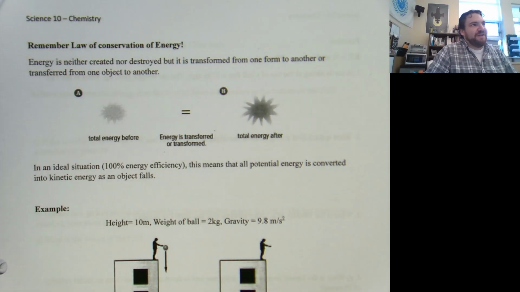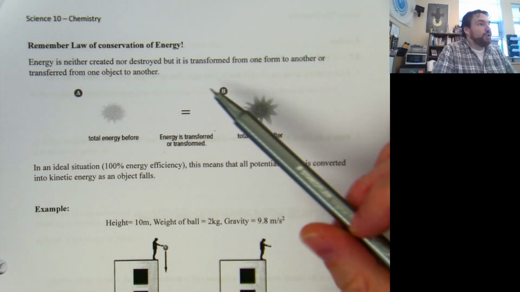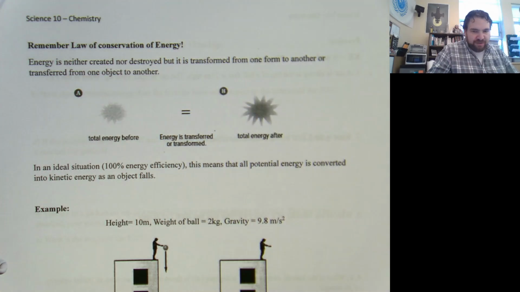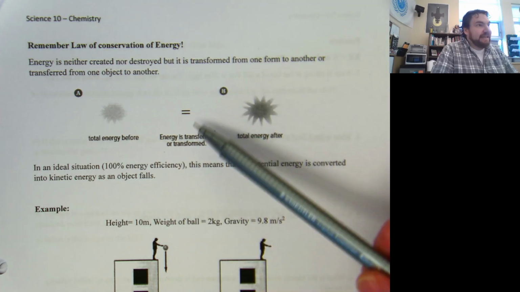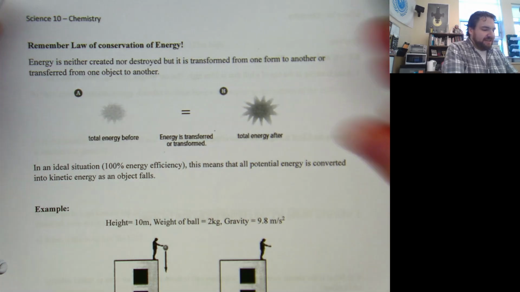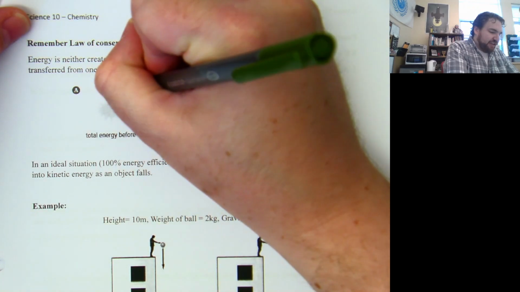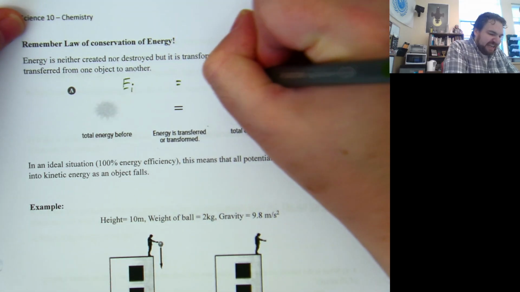The law of conservation of energy. Recall this law: energy is neither created nor destroyed, but it is transformed from one form to another or transferred from one object to another. We've said it before, we'll say it again. Now, though, we've got some specific things to talk about. The total energy at the beginning must equal the total energy at the end for every single one of these problems. So we can write it out like this: the initial energy, EI, has to equal the final energy, EF.